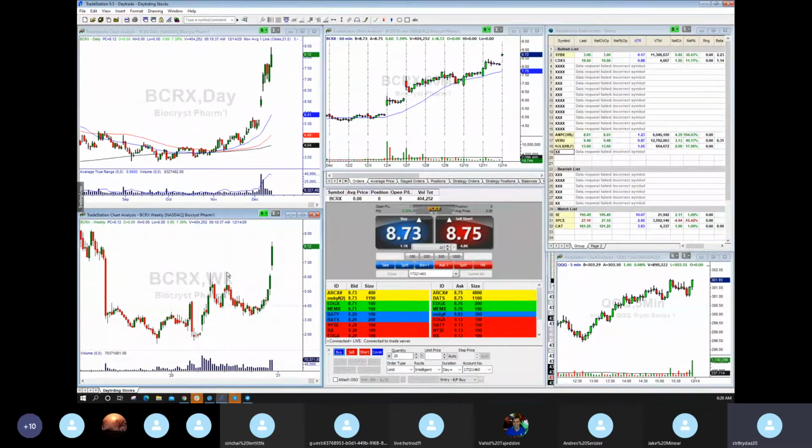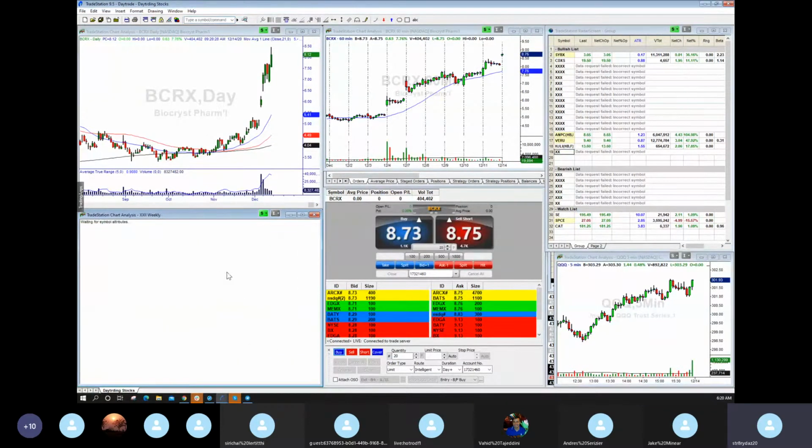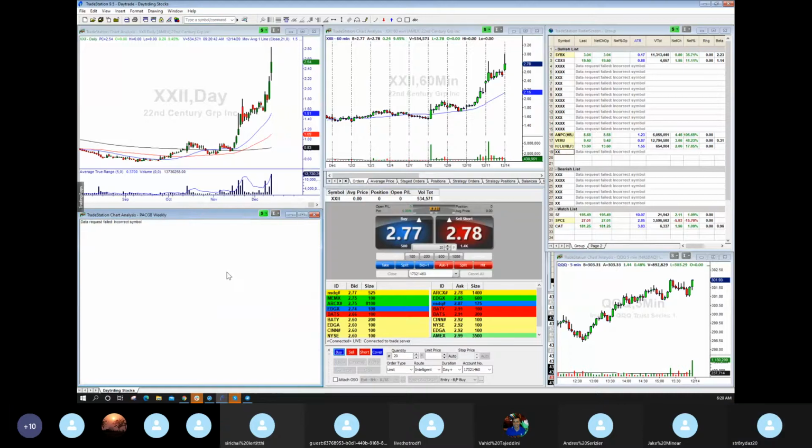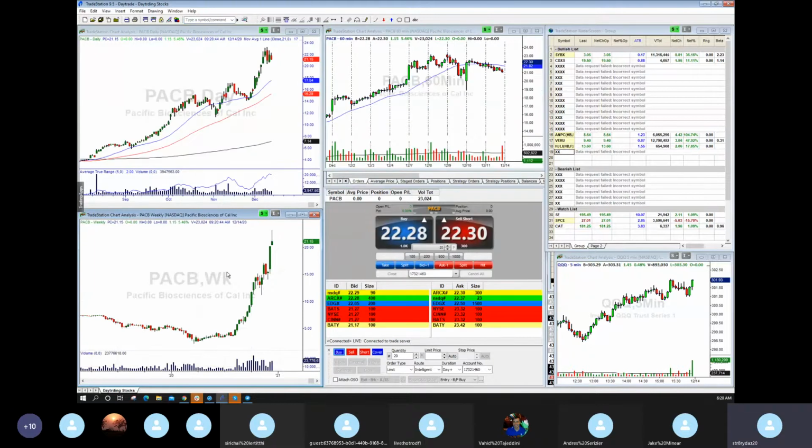BCRX gapping up a little bit. Not interested. I am going to pass that. Double X, double I. Gonna pass that as well. And Pack B. Pack B is gapping up just quite a bit. I'm gonna pass that. Not really interested in Pack B as well.